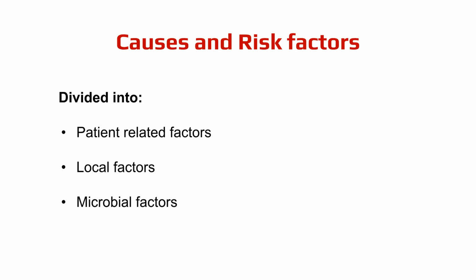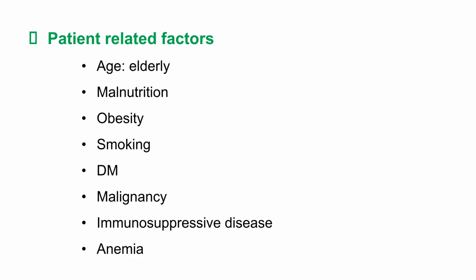Causes and risk factors are divided into 3 categories: patient-related factors, local factors, and microbial factors. Patient-related factors include age, specifically the elderly, malnutrition, obesity, smoking, diabetes, malignancy, immunosuppressive disease, and anemia.